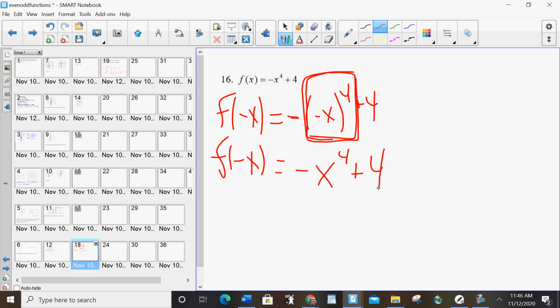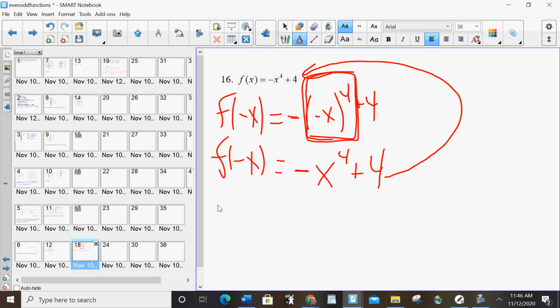So basically, if the whole thing is positive, the sign in front stays. If the whole thing is negative, the sign in front changes. Now, I compare this to the original. If it's exactly the same, it's even. If every sign is different, it's odd. If it's a mix, it's neither. So is this exactly the same as the original? Yes. So it's even.